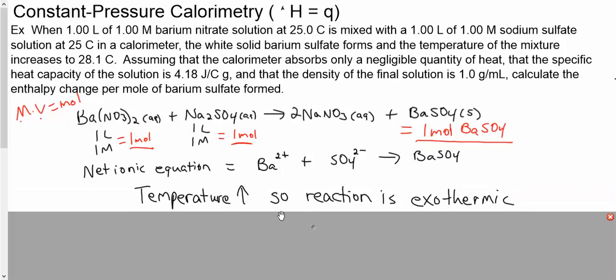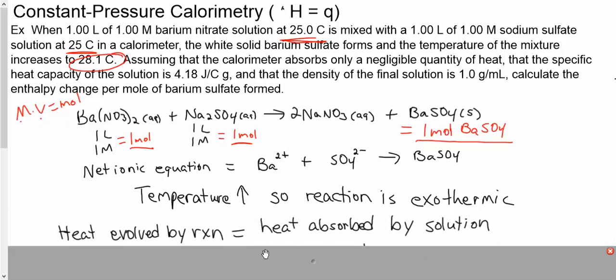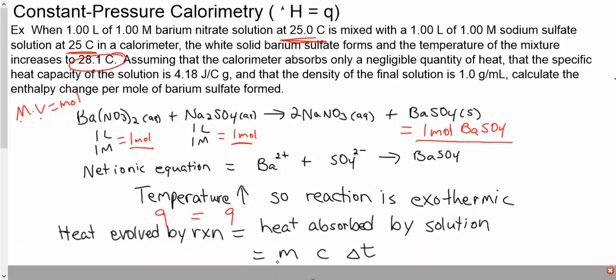Now, the temperature increased, therefore we can determine that the reaction is exothermic, because both of our solutions were at 25 degrees, and it increased to 28.1 degrees. So the reaction's exothermic. The heat evolved by the reaction, or Q from the reaction, is equal to the Q absorbed by the solution. So MC delta T will give us what we're looking for.